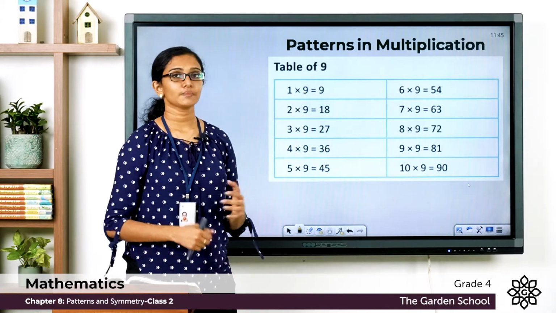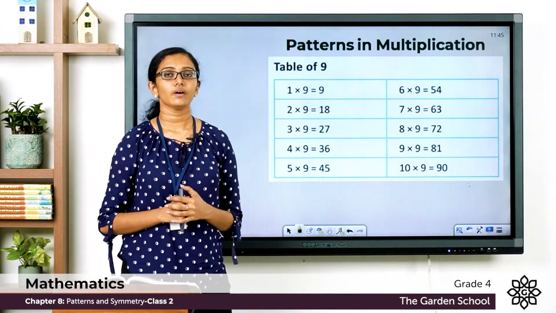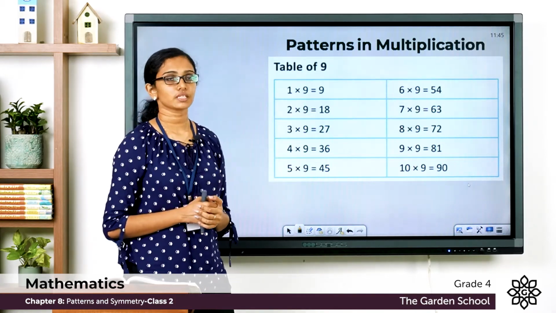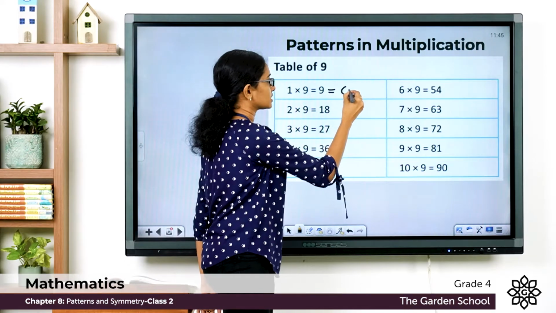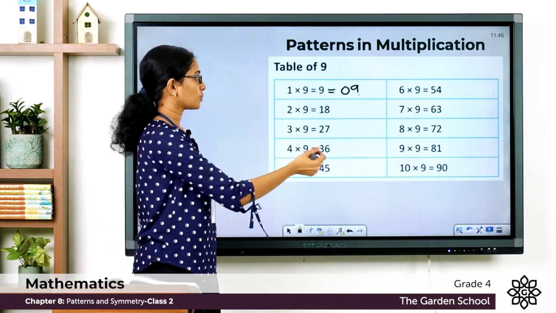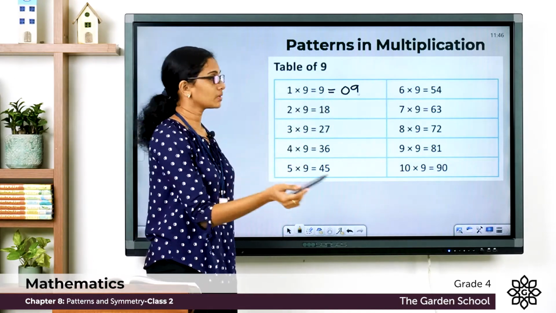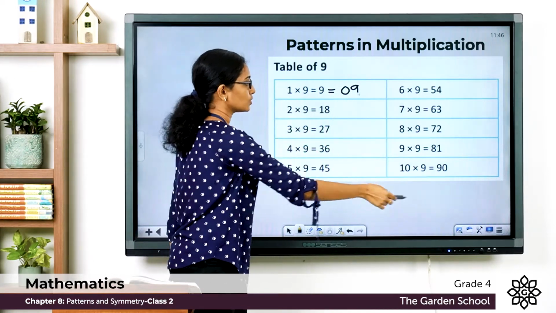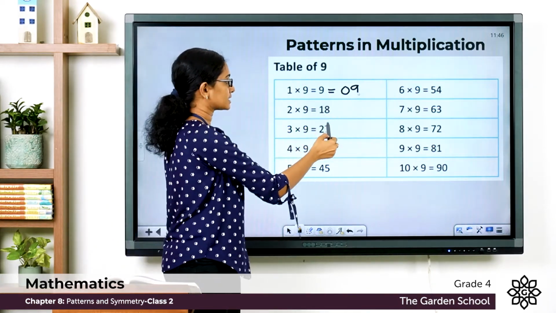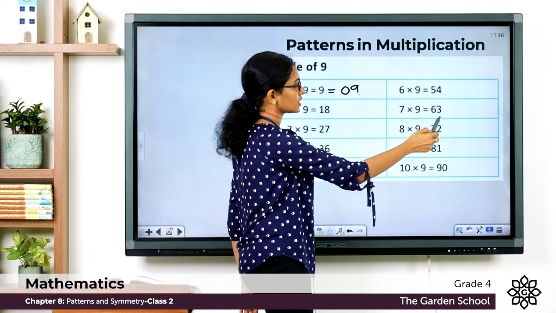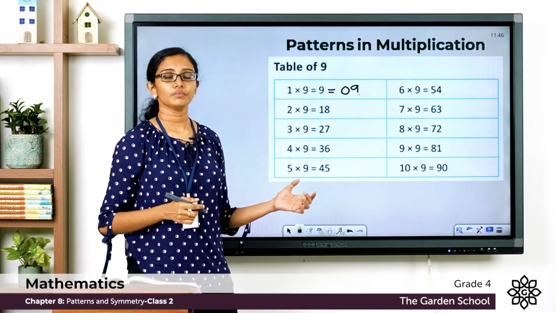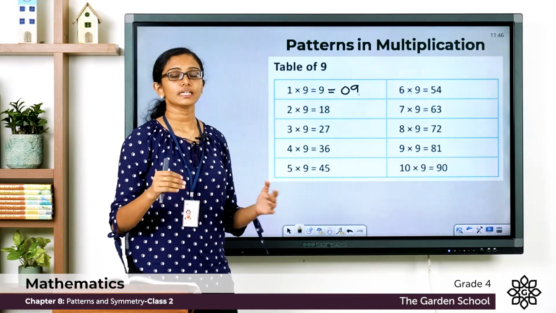Now let's see the multiplication table of 9. Now in the multiplication table of 9, observe the multiples. This 9 can be written as 0, 9. Now observe the ones digit in each case. The ones digit seems to be the numbers from 9 to 0 written in decreasing order. See, 9, 8, 7, 6, 5, 4, 3, 2, 1, 0. The ones digit is the numbers 9 to 0 written in decreasing order.